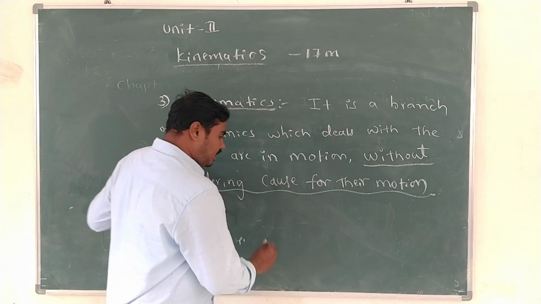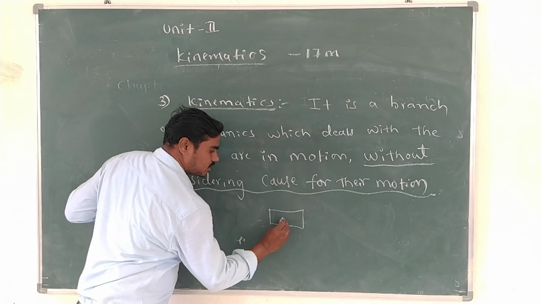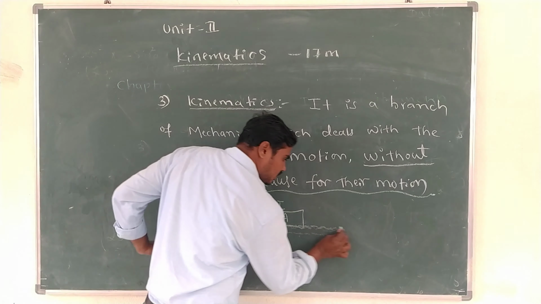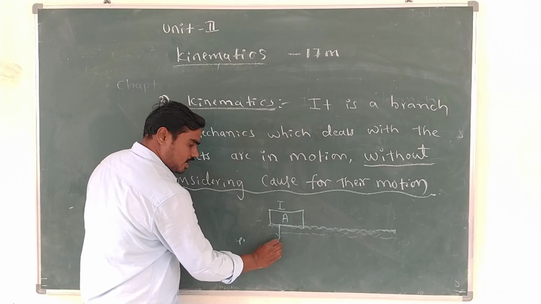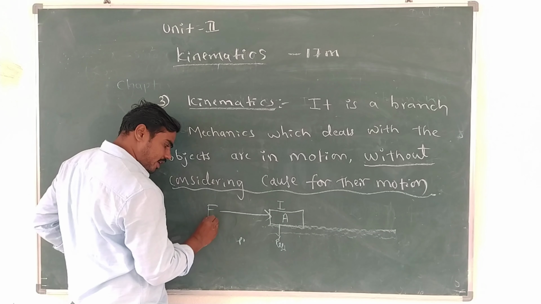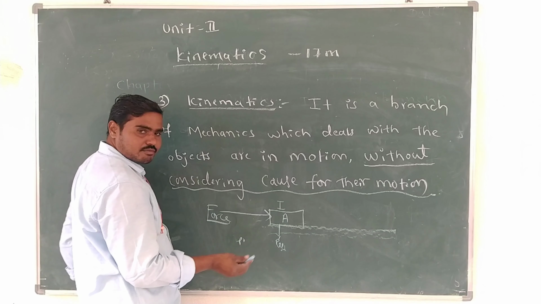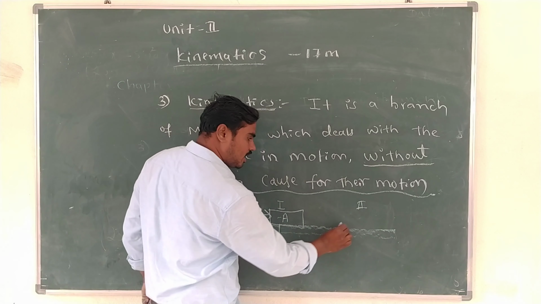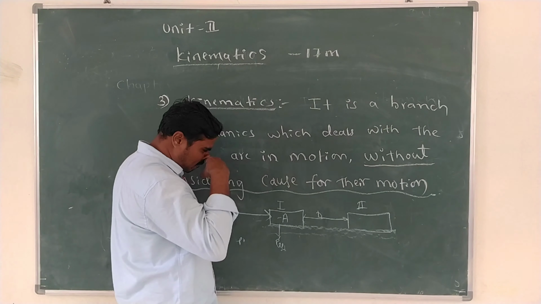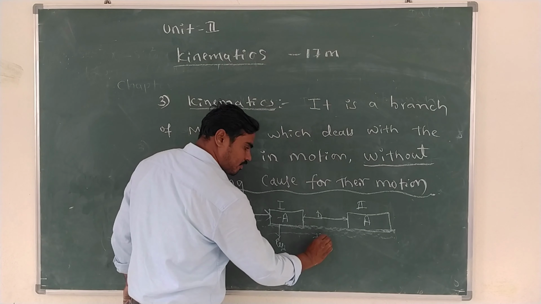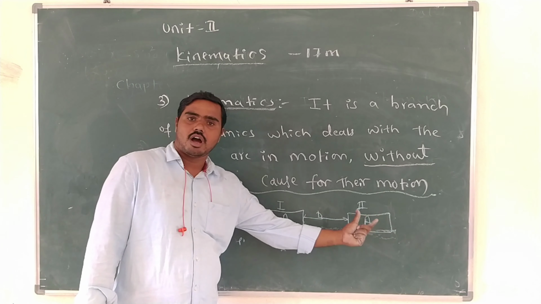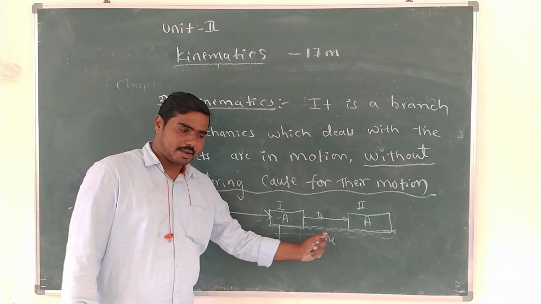For example, body changes the position from one point to another point. This is the first position, body A. It is in rest position. After applying external force on this body, the body changes the position from first position to the second position. This much of distance is covered by a body with respect to time.